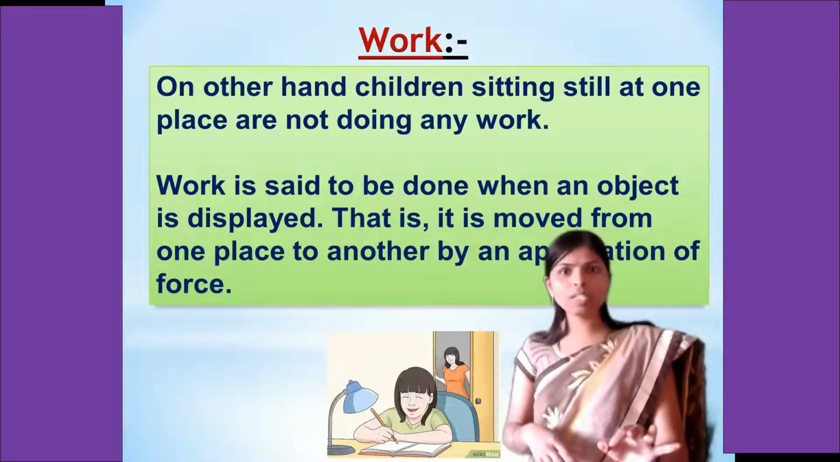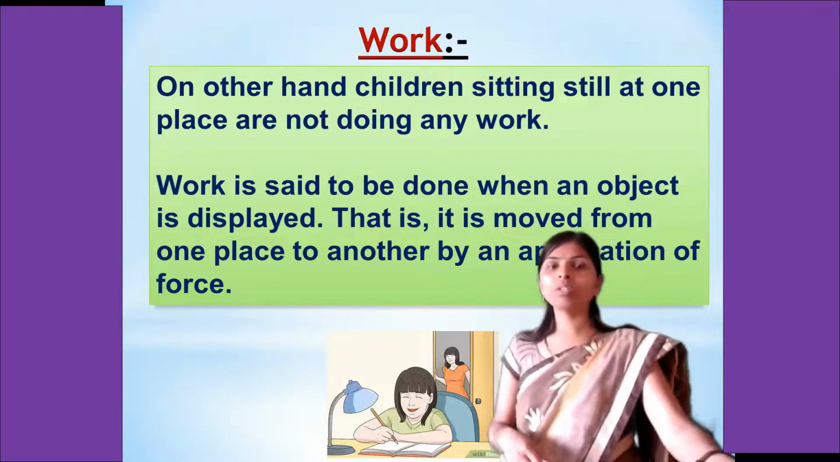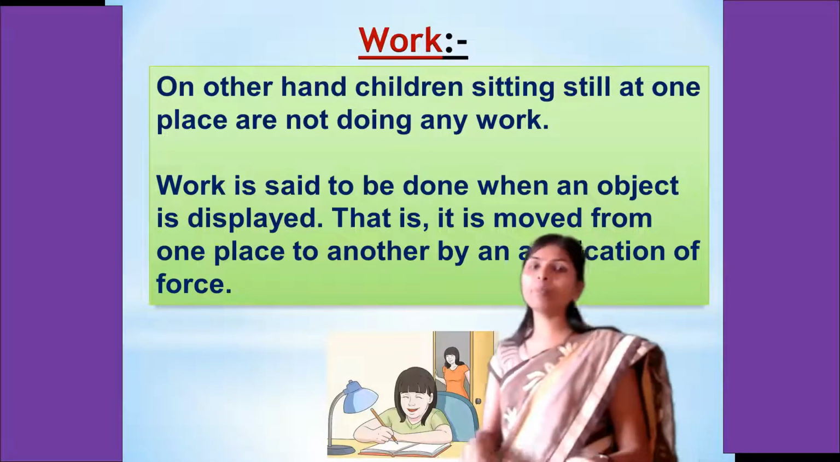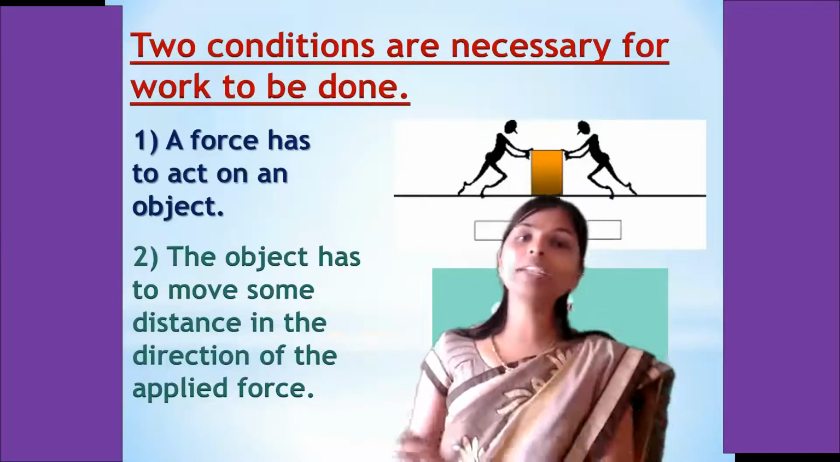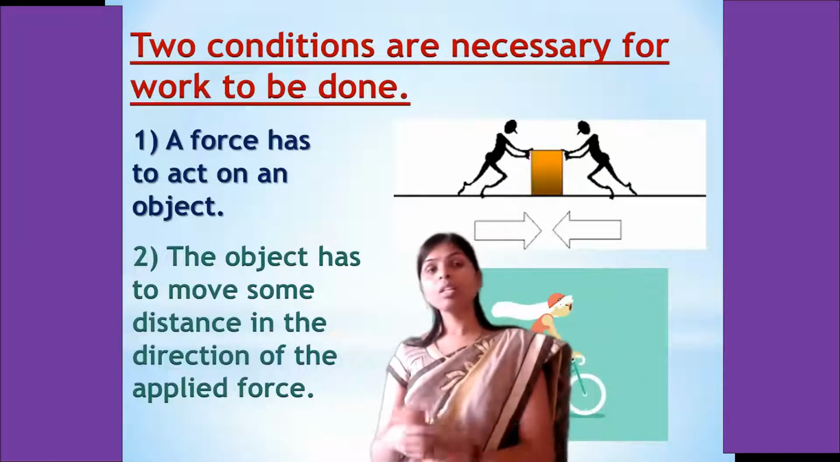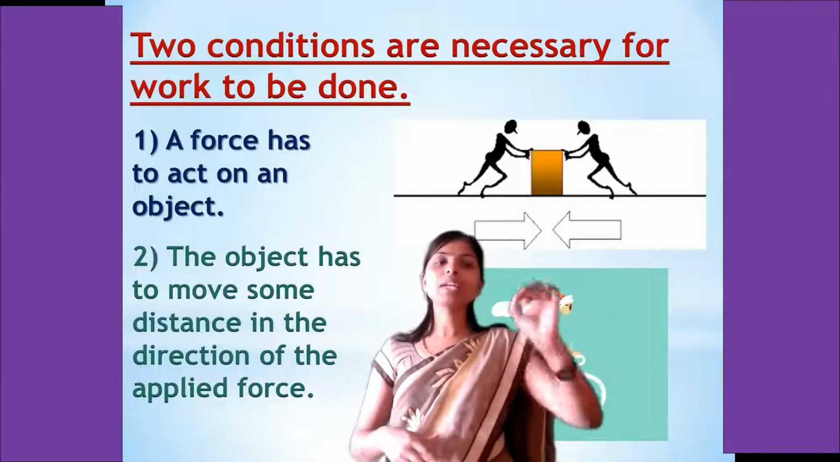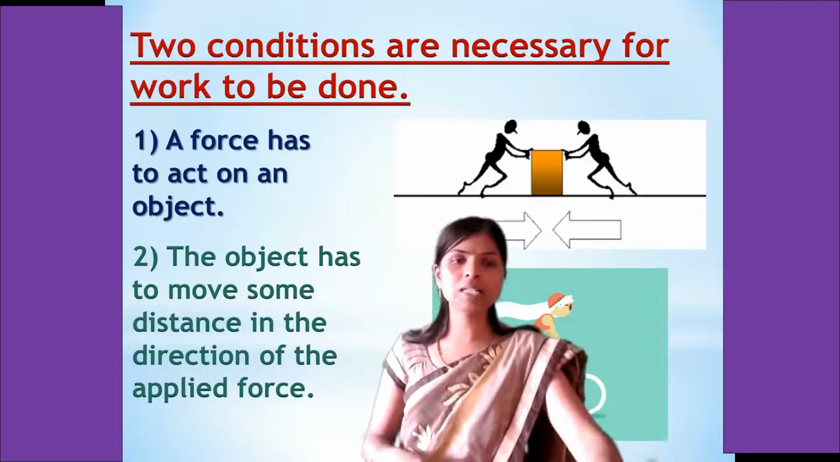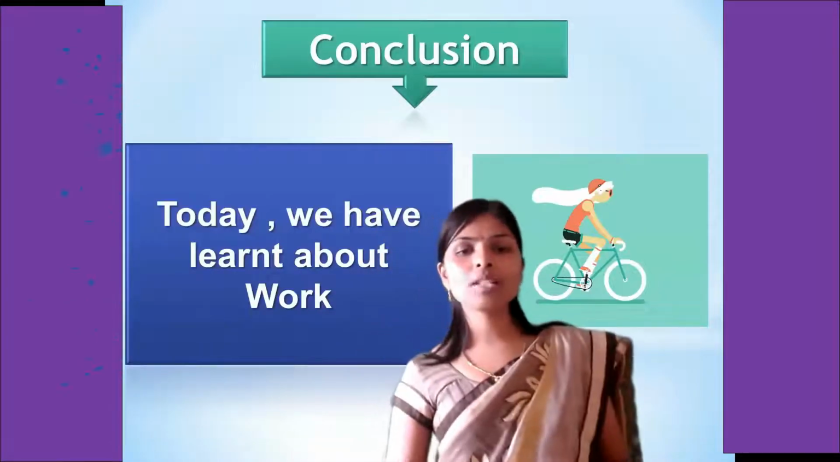Work is said to be done when an object is displaced. When the object moves from its place, the object changes its position. So we can say that we have done the work. So there are two conditions necessary for work. The first one, we have to apply force, and the second one, the object has to move some distance at least. So we can say that work has been done. I hope you have understood this topic.